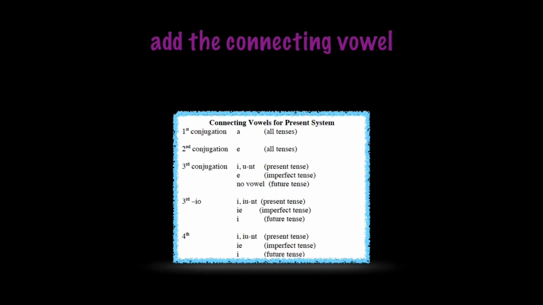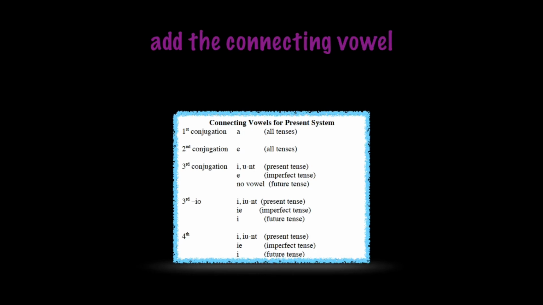Some verbs, like those which belong to the groups first conjugation and second conjugation, use the same connecting vowel all of the time. Other verbs, like those which belong to third conjugation, third IO conjugation, or fourth conjugation, use different vowels for different tenses. And sometimes, like in the present tense, which vowel you use will change depending on the ending. This is why it's important to know where to find this box on your blue chart and how to use it.